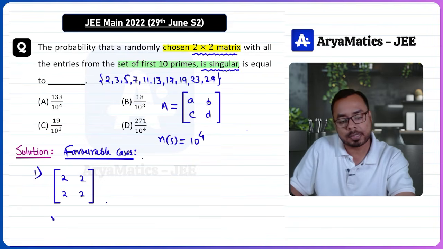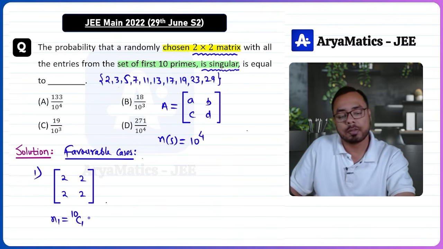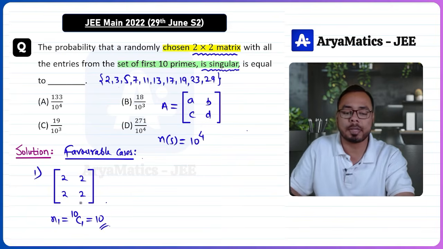Now, how many such singular matrices are possible? So, let us say n1 is the number of such singular matrices where all entries are same. So, this will be nothing but 10C1, right? Out of these 10 elements, select any one element and we will use the same element 4 times. So all of these 4 variables A, B, C, D will be that same element. So there will be 10 such singular matrices.